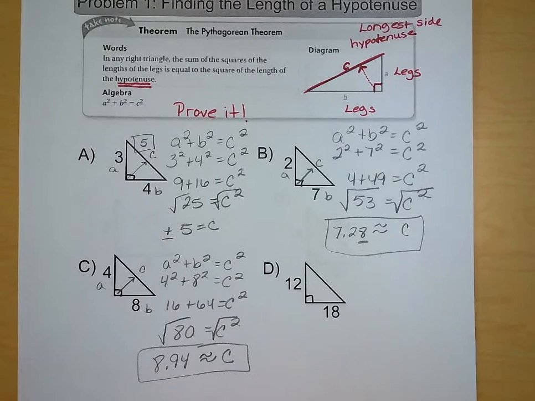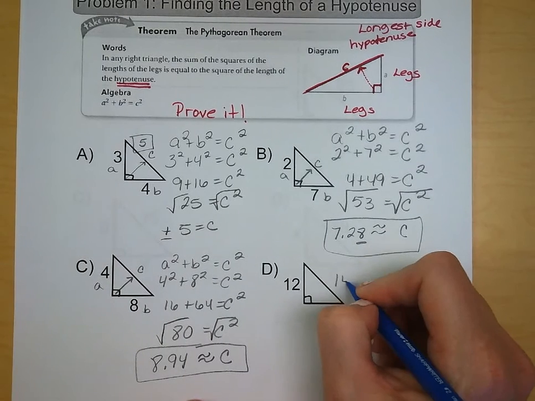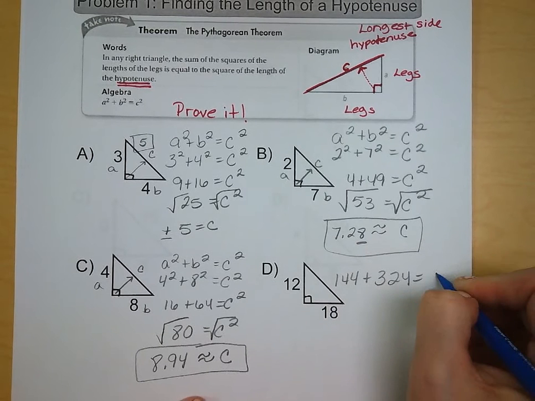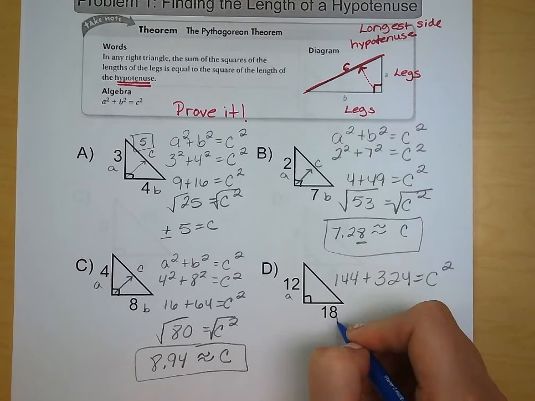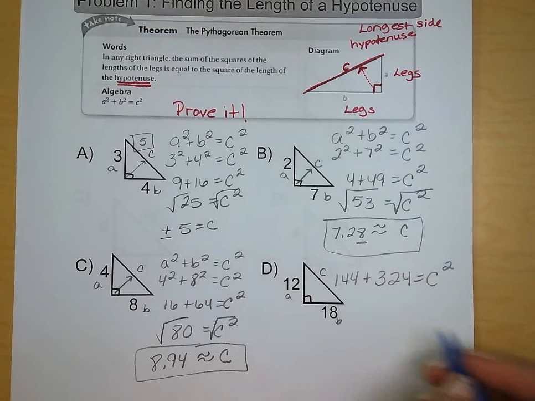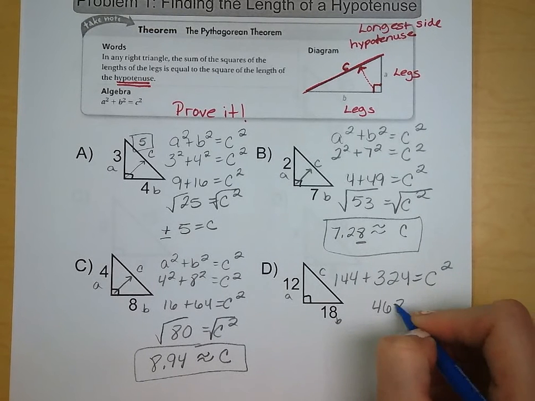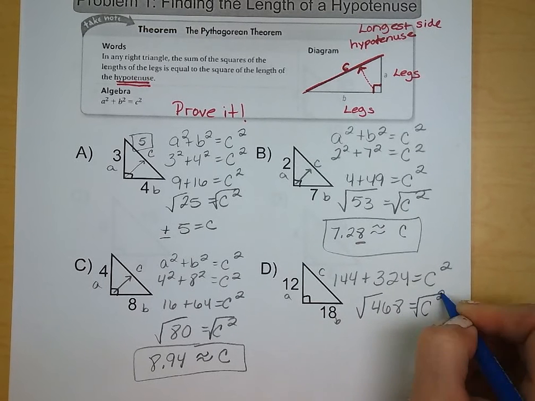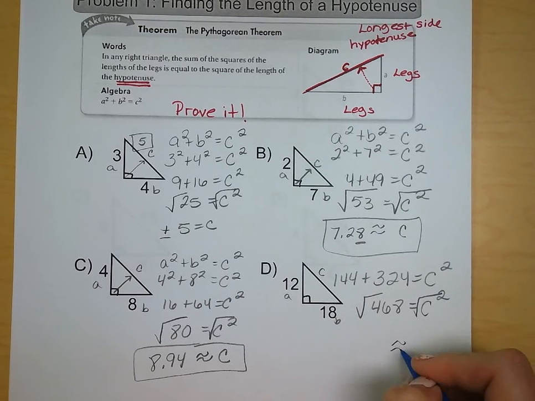Okay. Letter D, 12 squared plus 18 squared equals c squared. So 144 plus 324 equals c squared. Those add up to 468. Take the square root of both sides, and you get approximately 21.63.